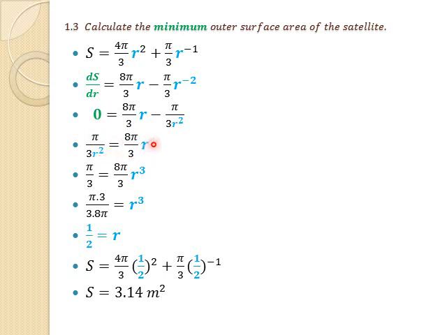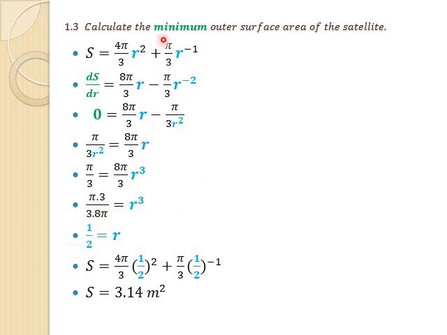Multiply r squared away, gives me r cubed. So from there I have pi over 3 and 8 pi over 3. That gives me 3 over 3 pi times pi over 8 pi equals r cubed. Pi and pi cancel, 3 and 3 cancel. So I'm left with 1 over 8. Cube root of 1 over 8 gives me 1 over 2.